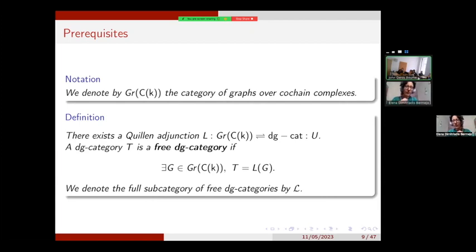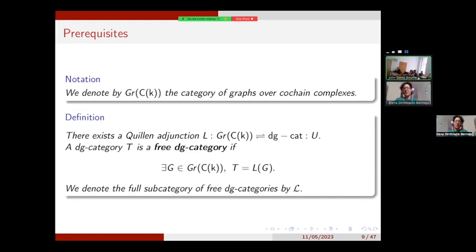Sorry, does a graph over cochain complexes mean a set of objects and for any two a cochain complex between them? I am not entirely sure I understood the question, but I think the answer is yes. Instead of having an edge, you have a cochain complex in between. Yes, exactly. Sorry, I thought of saying that and I forgot. So thank you for reminding me.